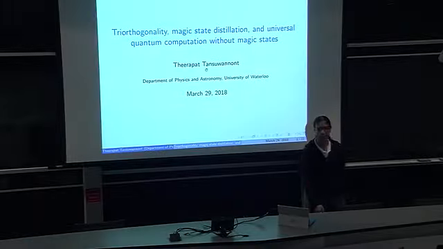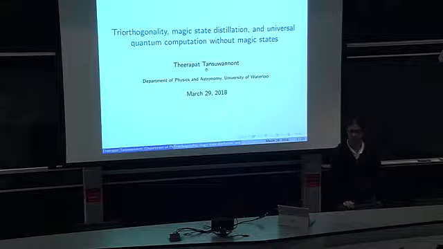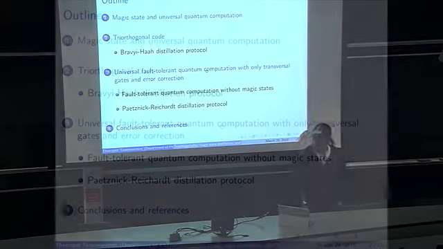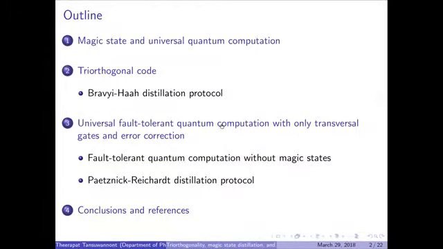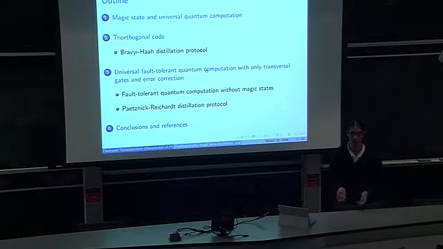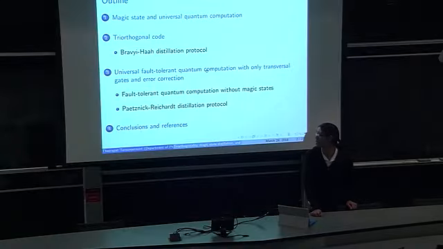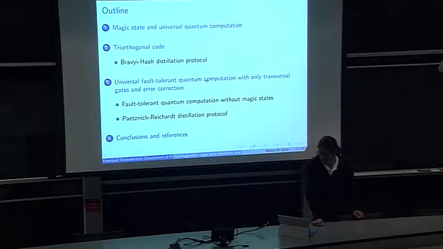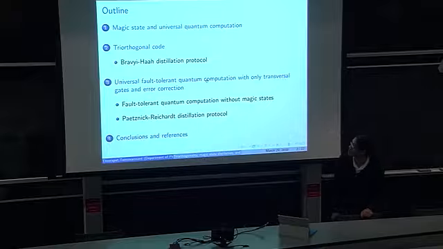Hello, everyone. My name is Thirapat, and today I'm going to talk about tri-orthogonality, magic state distillation, and universal quantum computation without magic states. In this presentation, first I will explain what the magic state is and why it is so important in universal quantum computation. And then I will introduce the tri-orthogonal code, which is the CSS code constructed from a tri-orthogonal matrix. And then I will talk about the distillation protocol by Bravyi and Haah.